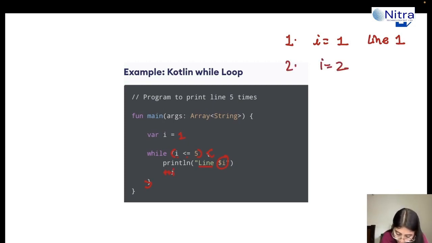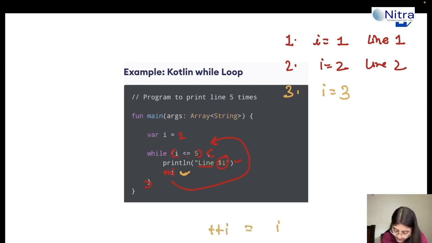So after this I'll come again here, right? It will check, is 2 less than or equal to 5? Yes, it is. So I'll come inside the while loop and I'll print line, the value of I right now is 2. And then after executing this, I'll execute this plus plus I. So now the value of I is 3. Plus plus I means I is equal to I plus 1, right? Basically I am incrementing the value of I, that's it.